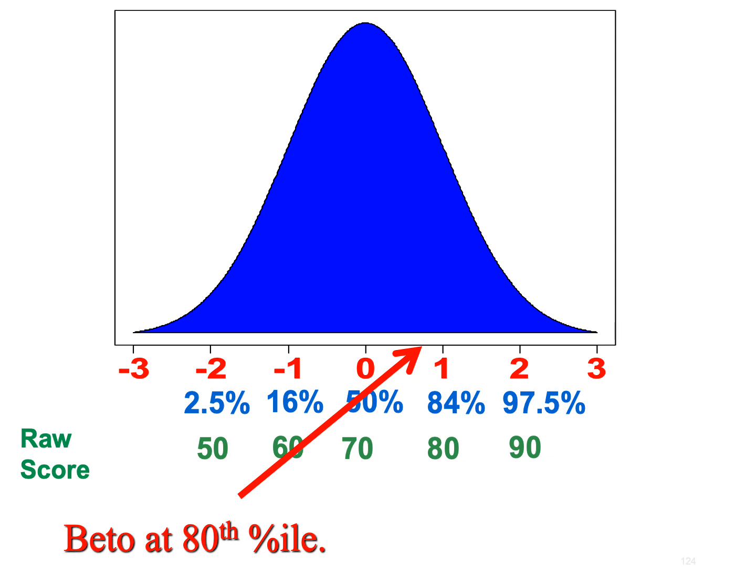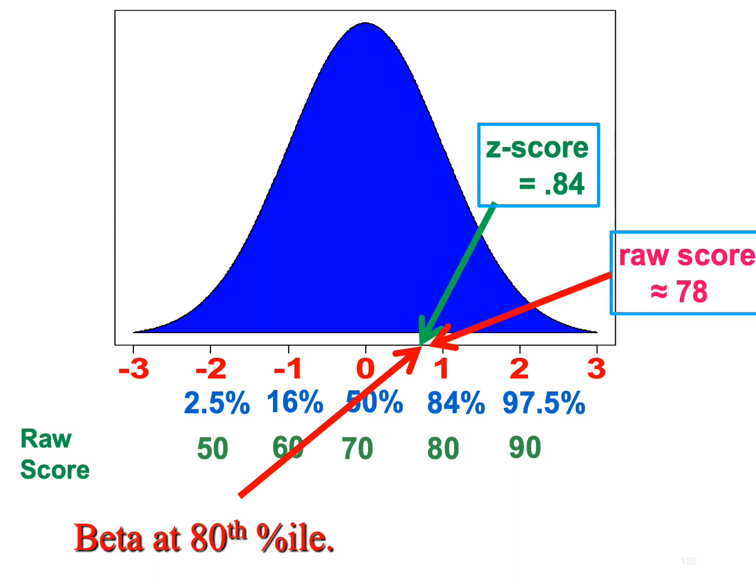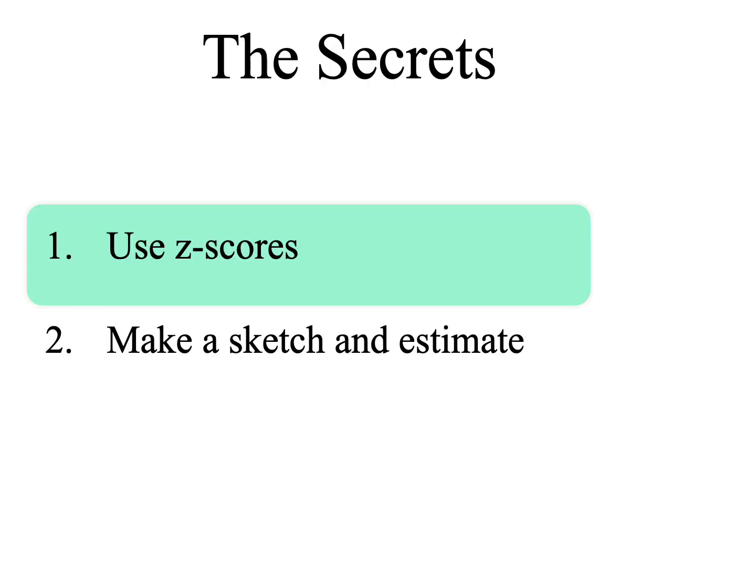Now, we already know Beto is at the 80th percentile. We also know that the 80th percentile is equivalent to a z-score of 0.84. And by looking at the scale of raw scores we added to the histogram, we can see the equivalent raw score is approximately equal to 78. So that's our estimate. We expect Beto's raw score to be close to 78. Now we have an estimate of Beto's raw score, but we want to calculate the exact value.